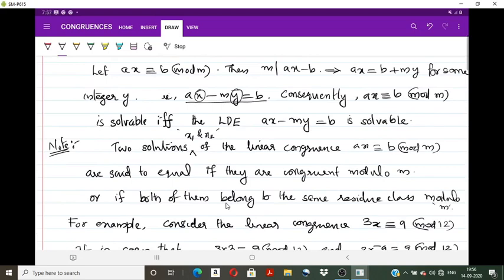Now there is one note. Two solutions x1 and x2 of the linear congruence ax congruent to b modulo m are said to be equal if they are congruent modulo m.